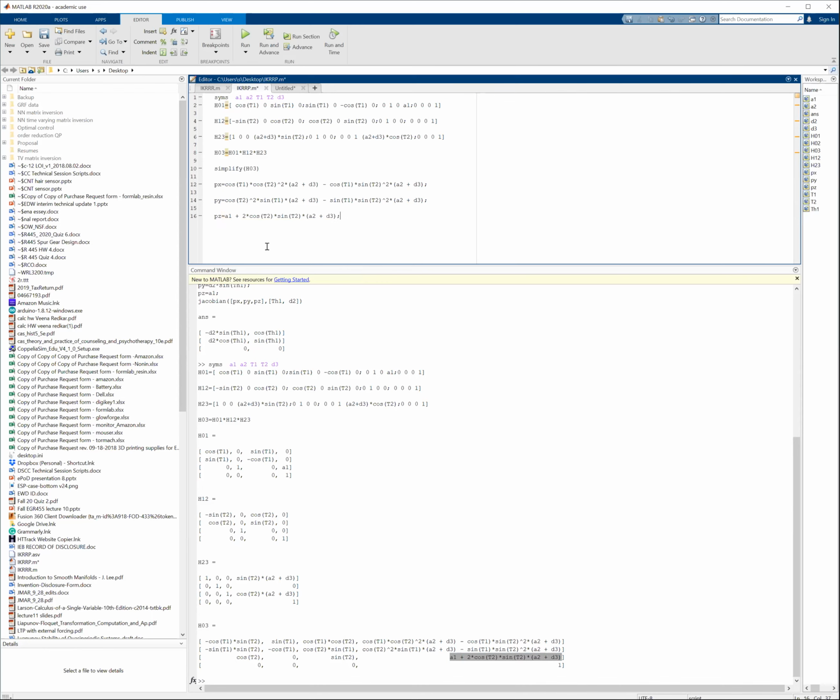So my Px, Py, Pz are these. So now I'm going to use the command Jacobian. In the parentheses, square bracket Px, comma Py, comma Pz, comma. Now the joint variables are T1, T2, and D3.